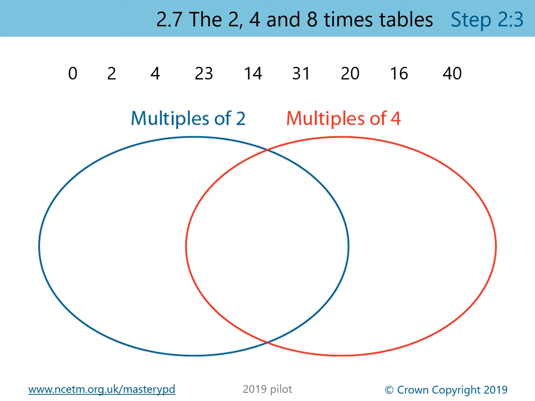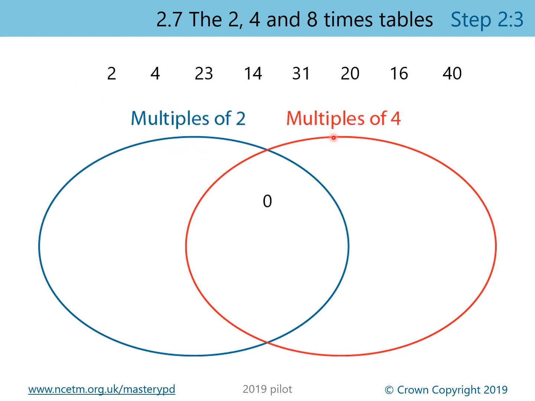Now we can show this by using a Venn diagram. And we can sort these numbers into multiples of 2 and multiples of 4, or numbers that are in both of the tables. So let's have a look and see. The first one is 0, and I wonder, do you think that is a product in the 2 times table, the 4 times table, or both? So have a wee second to think about that.